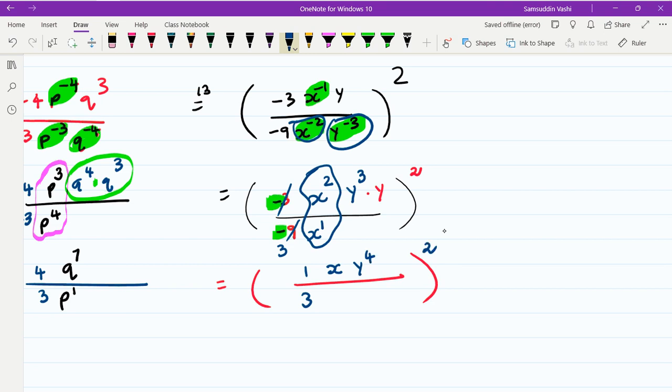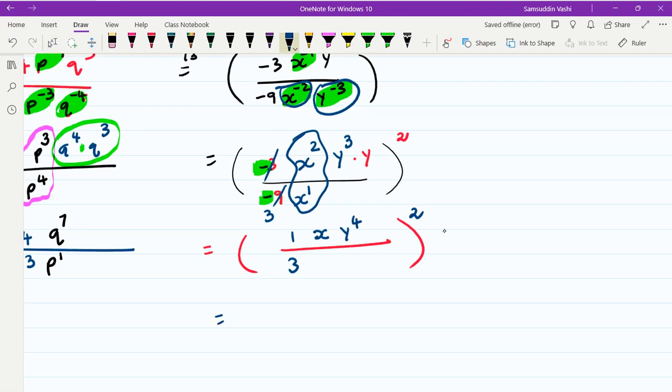And then the square. Now I can't work anything in the bracket. So then I will apply the exponent. So 1 squared, 1. 3 squared, 9. X squared. And y to the power 4 to the power 2. Right? Power of power, multiply. So it will be y to the power of 8.